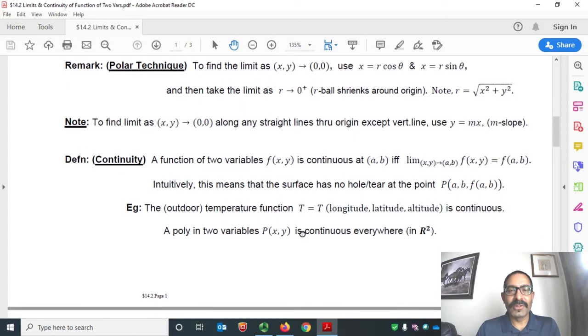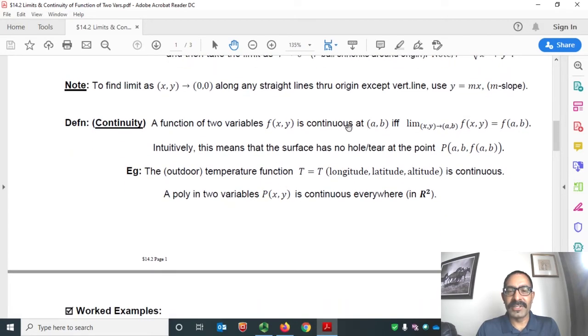Next, definitions about continuity. A function of two variables is continuous at a given point (a,b) if and only if the limiting value equals the function value at that point. Intuitively, this means that the surface has no hole and no tear at that point P. Quick example: the temperature function T, which depends on longitude, latitude, altitude, or maybe time, is continuous. A polynomial in two variables is continuous. Awesome.